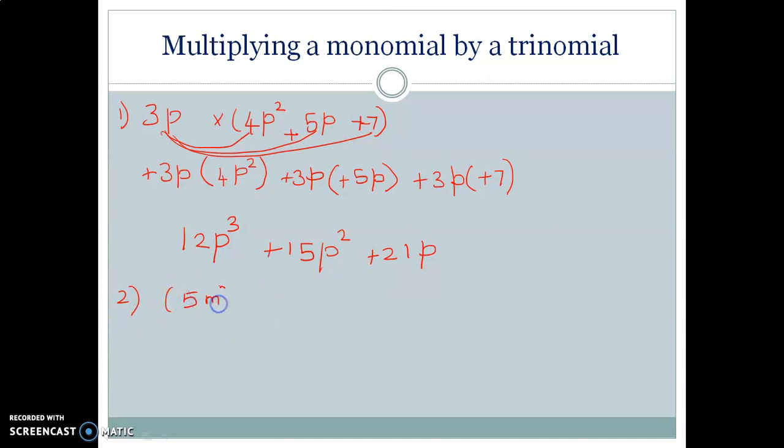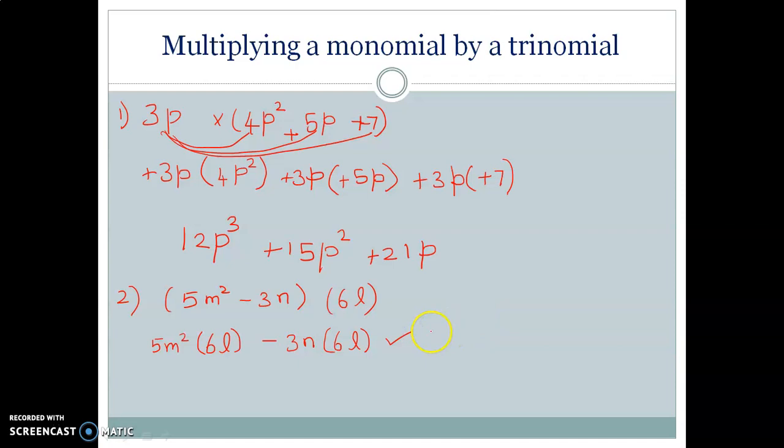Now if I give you an expression like 5m squared minus 3n multiplied by 6l. How will you write now? Write the same thing. 5m squared has to be multiplied by 6l. Then minus 3n has to be multiplied by 6l.